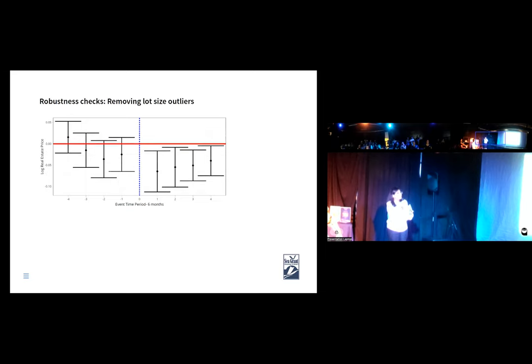One last robustness check is that we also remove the lot size outliers, because some homes might have large lot sizes, whereas some homes might have small lot sizes. To make sure our results are not driven by lot size outliers, we remove those, and we see there's still a significant decline in home prices, even for this particular sample. These are all the preliminary results we have, and they are obviously subject to change.